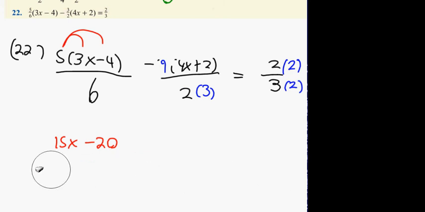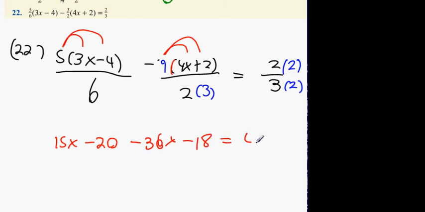And then what about the next part? Minus 9 times 4x. Minus 9 times plus 2 is minus 18. And then 2 times 2 is 4. 15x minus 36x is minus 21x. Then minus 20 minus 18 is minus 38. You owe somebody 20, then you owe somebody 18. You're in proper debt there.